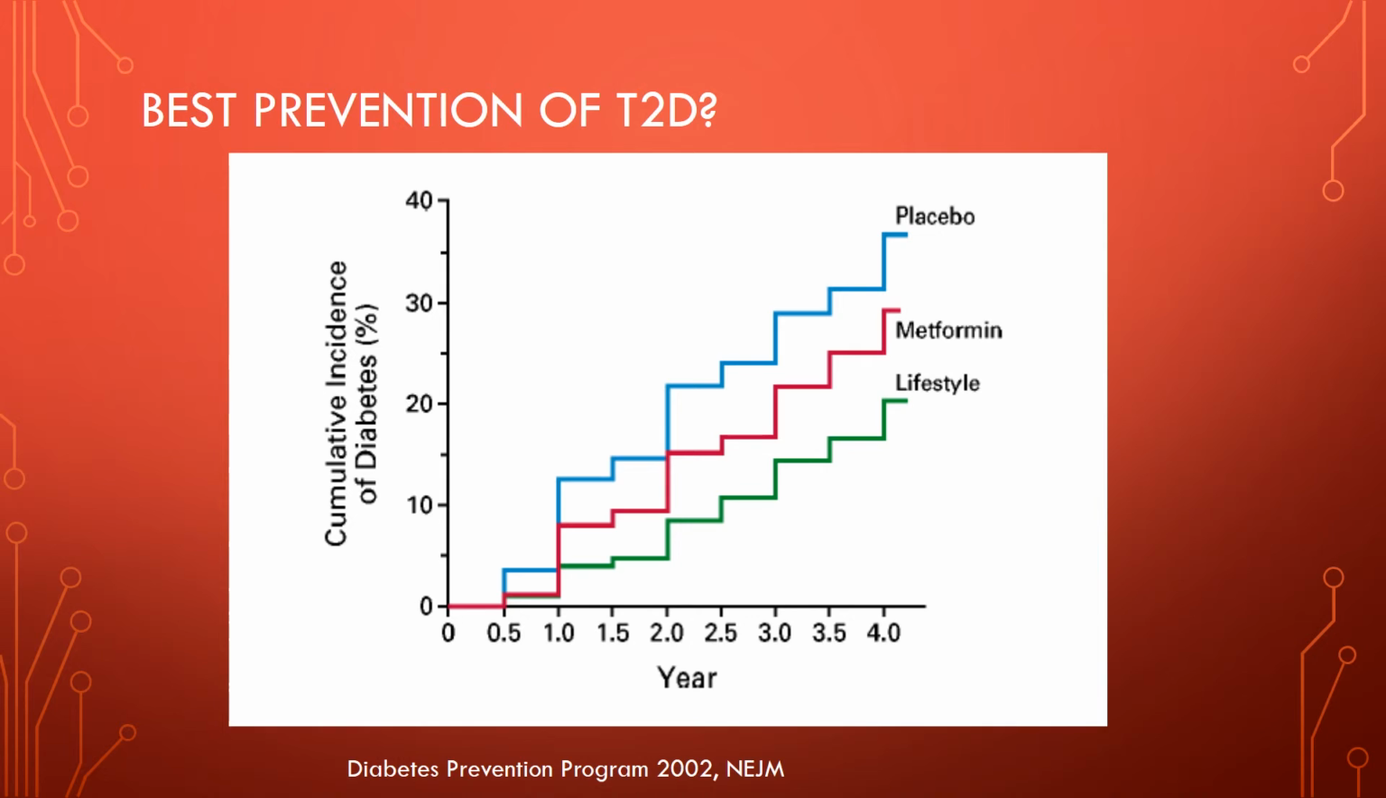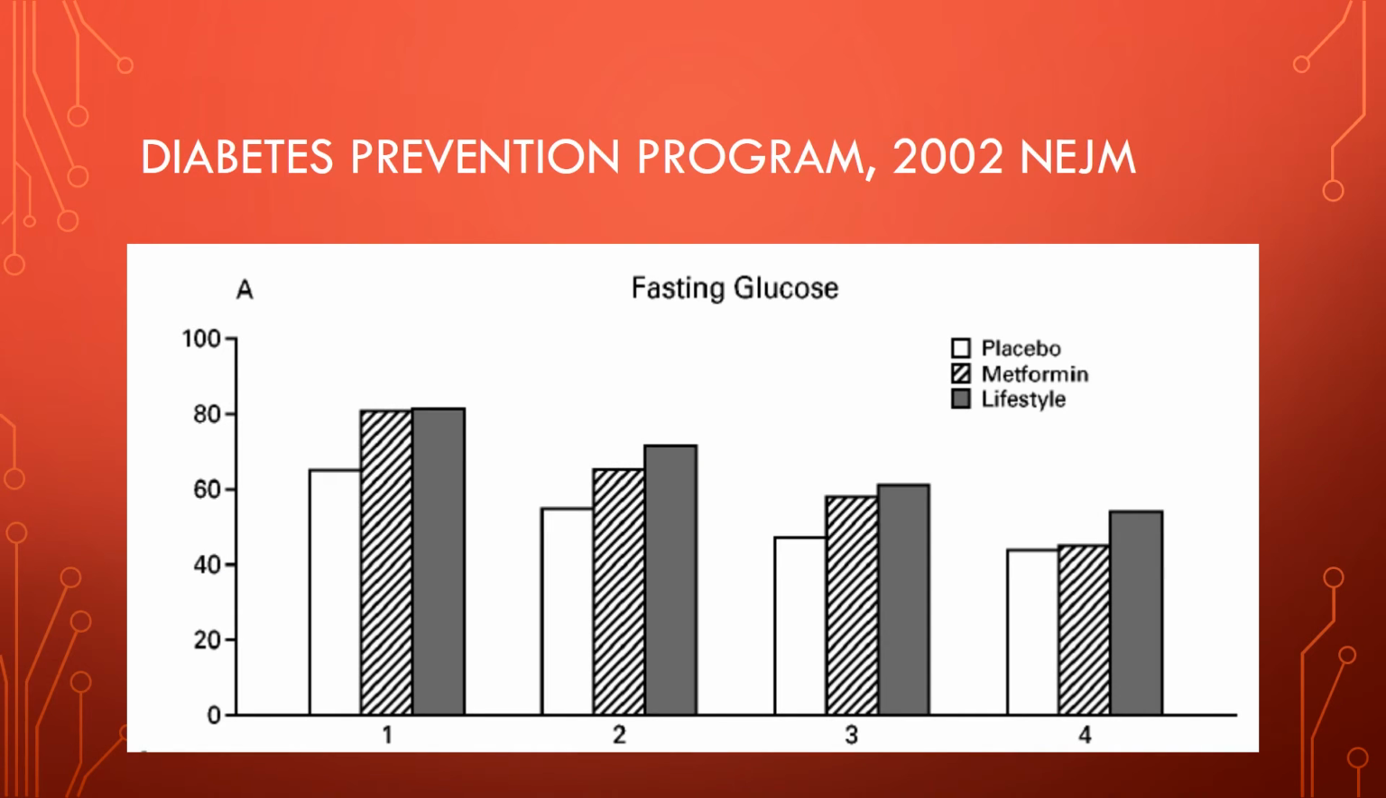And you can see the incidence of diabetes on the y-axis. The x-axis is over time. 4 years was how long the intervention went on. So about 35% of people in the placebo group developed type 2 diabetes in 4 years, whereas only about 25% of the metformin group and only about 20% of the lifestyle group.